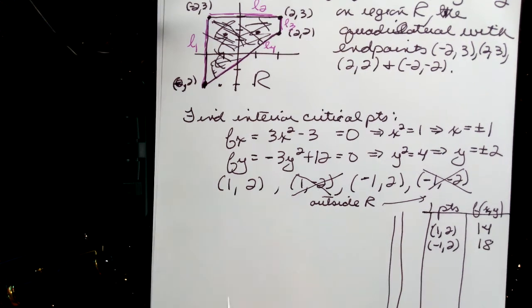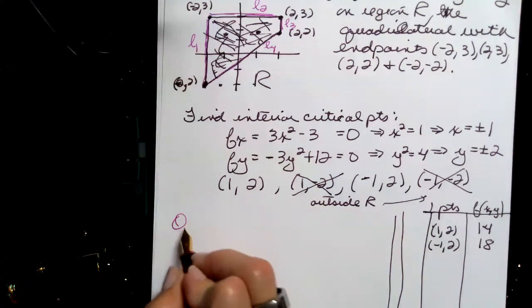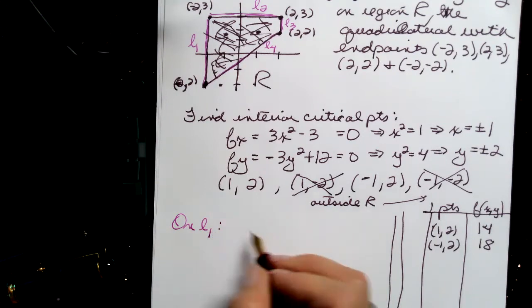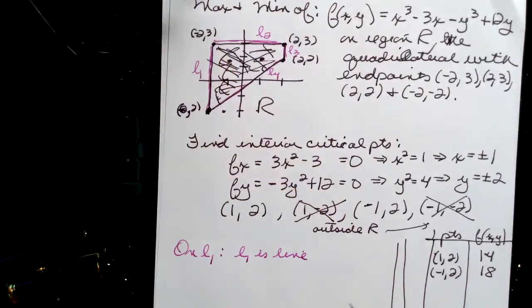All right, so now we want to start looking at what happens on the boundary. So let's look at what happens on L1. On L1, we notice that L1 is the line, and now it's just the line. I don't think you have to work this out. I think everybody can figure out that this is the line x is equal to -2. Okay, so on the line x equal to -2, what does the function look like?